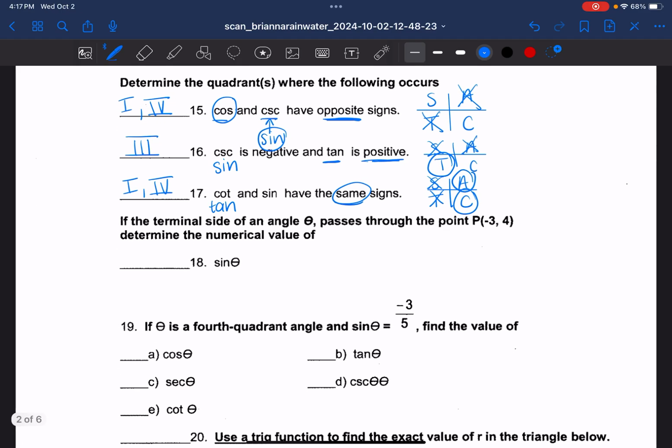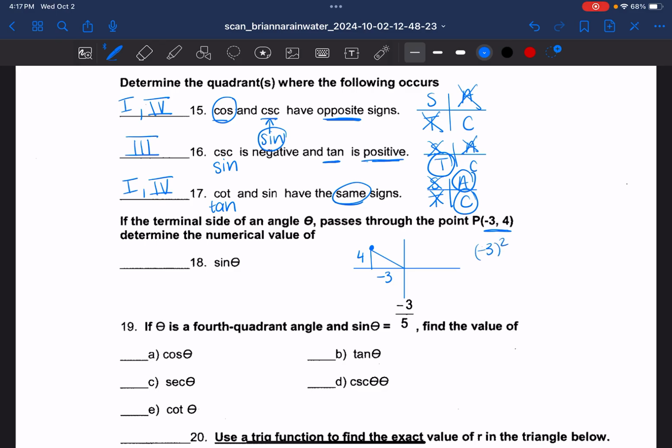Next one says, if the terminal side of an angle theta passes through the point -3, 4, determine the numerical value of sine. Okay, so the coordinate point -3, +4 would be in quadrant 2. So it's going to look something like this, where this is -3 and this is +4. I would use Pythagorean theorem to find my missing side.